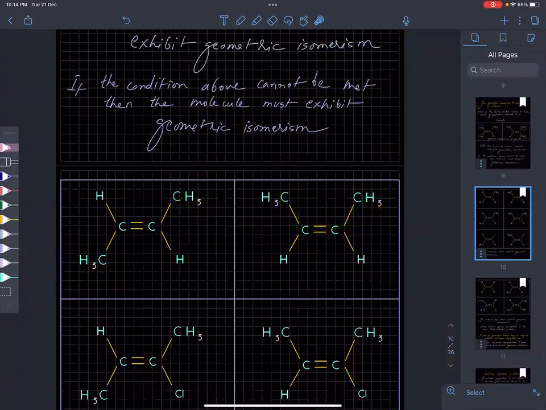Now the problem is, see, this is a sigma bond and another is a pi bond, right? Sigma bond is present between carbons, and pi bond is present in the form of a banana at the top and a banana at the bottom. Clear? These are pi electron clouds you have seen in chemical bonding. Are you understanding?